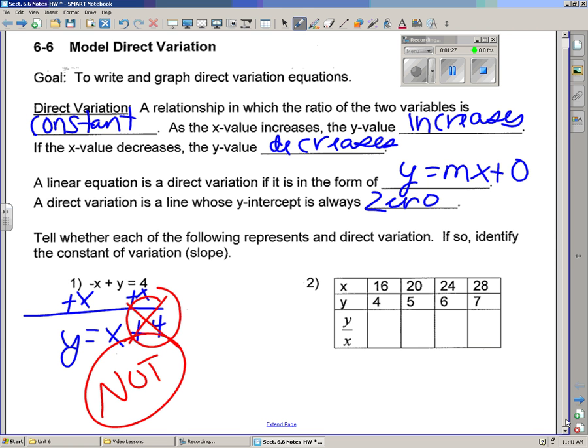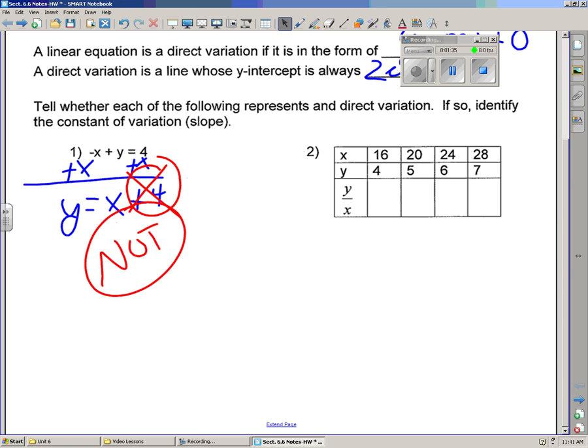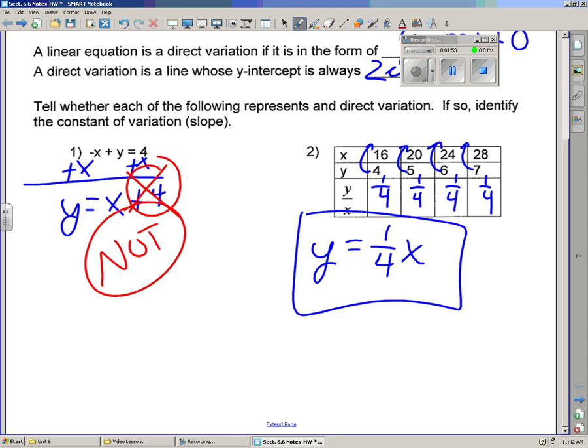Because we're looking for the constant of variation, if the variation is constant, if the slope is constant, then you have a direct variation. Slope is always y over x. So if I take a look at y over x, this becomes a fourth, because 4 over 16 is a fourth, 5/20ths is a fourth, 6/24ths is a fourth, and 7/28ths is a fourth. We do have a constant of variation. So y equals 1/4 x, and the scale factor, the constant of variation, happens to be a fourth.